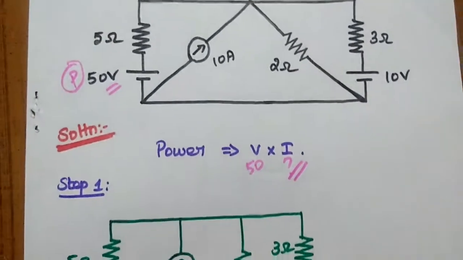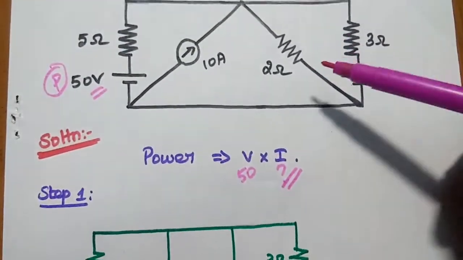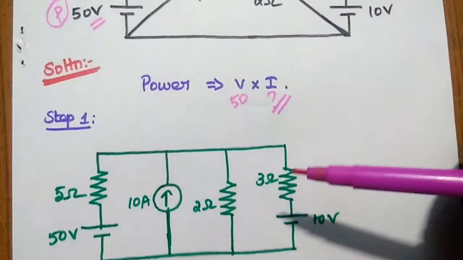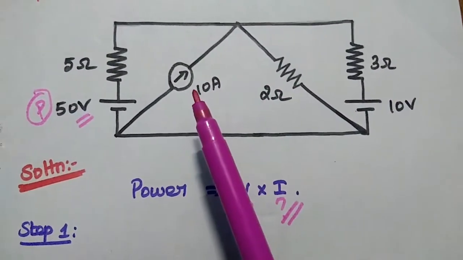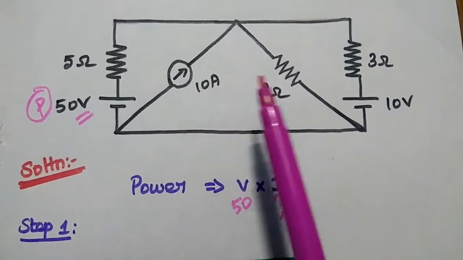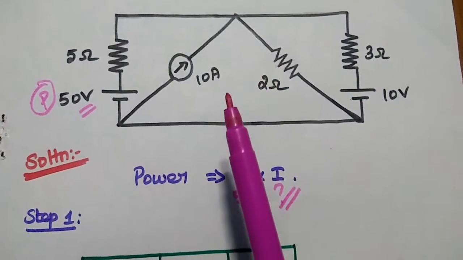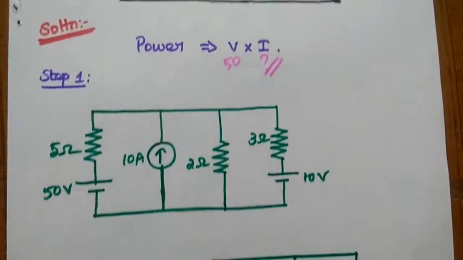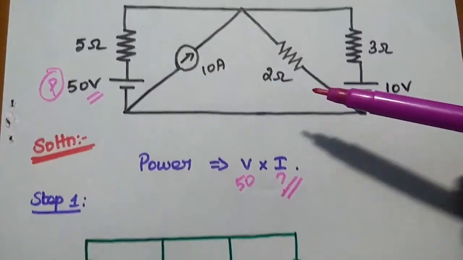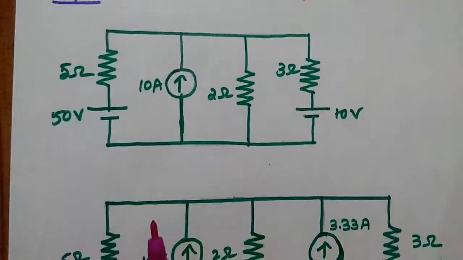Correct? So here in the first step we are going to redraw the given diagram, because we know that this current source means what? Current in parallel with the resistance. So this current source is connected between these two voltage sources. So we are going to simply redraw the given diagram like this. The same diagram we can represent like this.